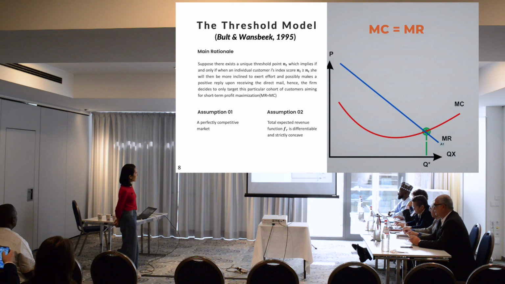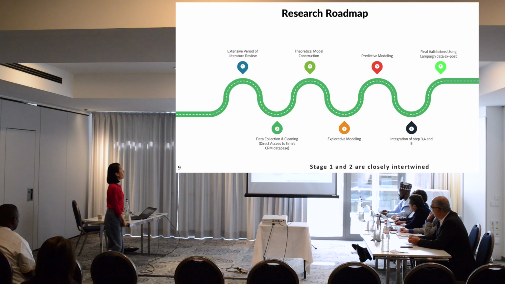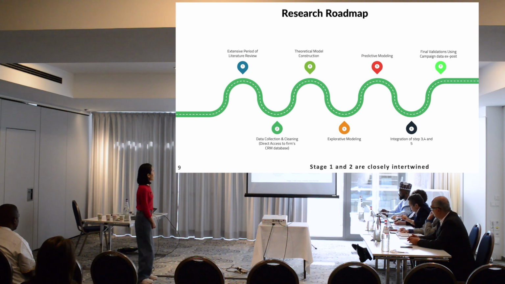For this threshold model's main rationale to hold, we have to rely upon 2 main assumptions. Assumption 1: it is a perfectly competitive market, so that firms are price takers. Assumption 2: the total expected revenue function FR has to be differentiable and strictly concave, so we could find a global maximum. Now, given this threshold model, this is my research roadmap. There are 7 different stages in this research roadmap.